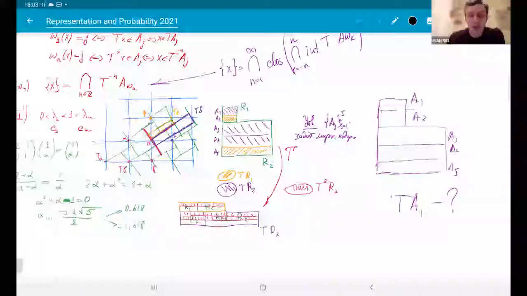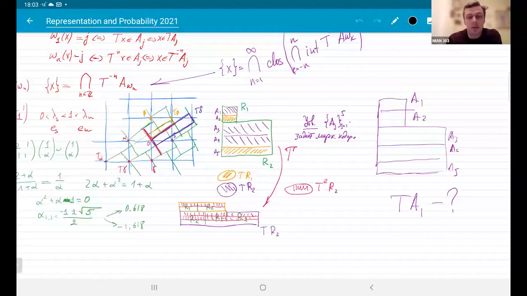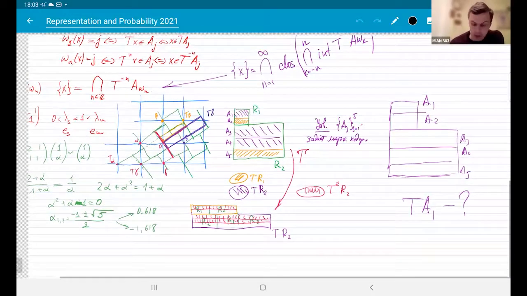Today we'll continue our discussion of the relation between some smooth dynamical systems and the symbolic ones like Markov chains. And last time we discussed the following example.